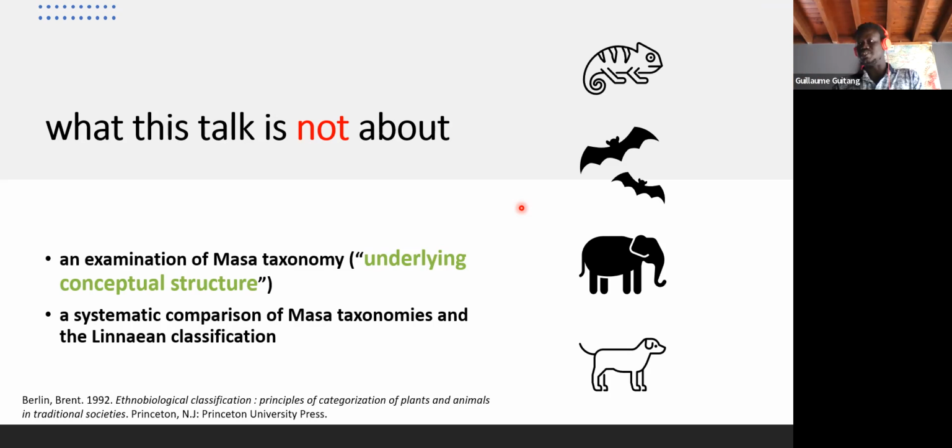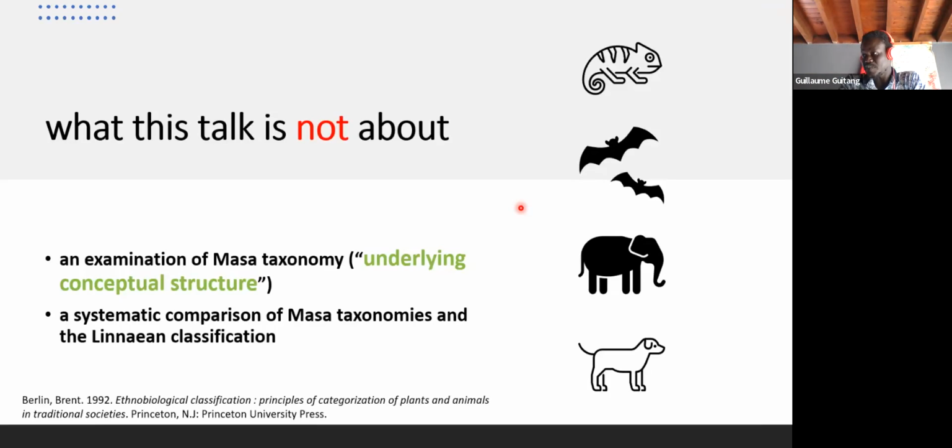I will not also point at things like under-differentiation. That is, I avoid doing that, and I guess you understand why. I'm not a biologist, I'm just a linguist. So I will limit myself to the linguistic reflection of the taxonomies.